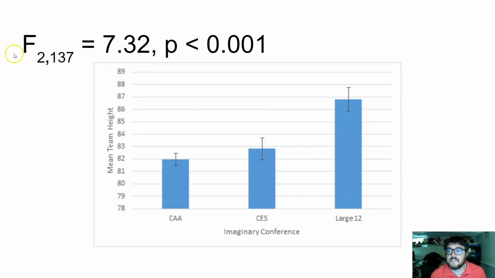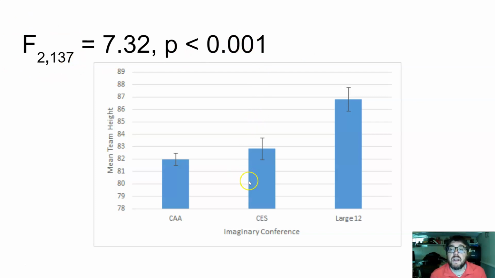F, that's our stat. The first parameter for our stat distribution is the numerator degrees of freedom, so 2, comma, 137, that's our second. So we can look at that and say, okay, there's 3 groups, because this is going to be the number of groups minus 1, and there's 140 observations, because that's the total sample size minus the number of groups. The F statistic is 7.32. The probability of observing an F statistic that big, given that we were pulling a number at random from this F distribution, is less than 1 in 1,000.